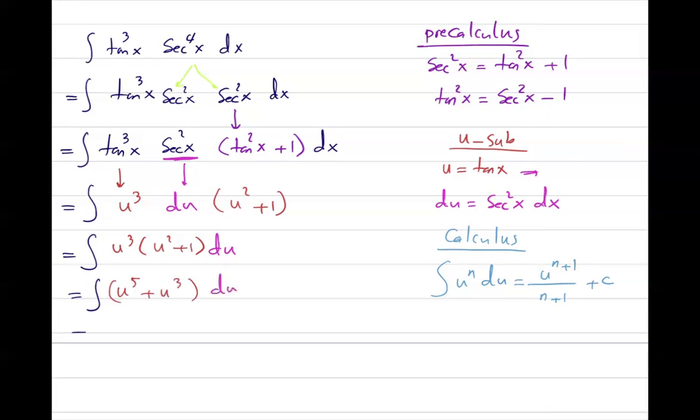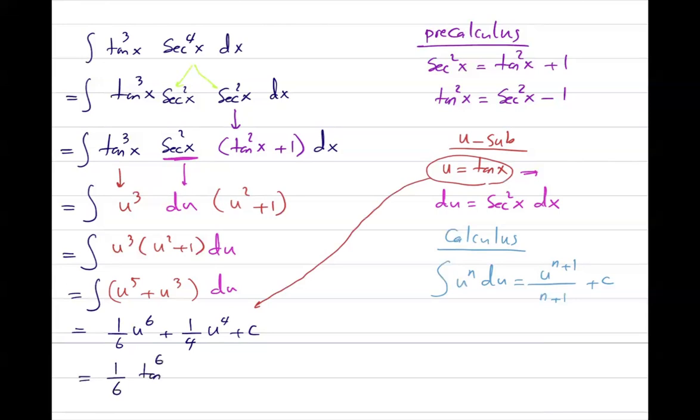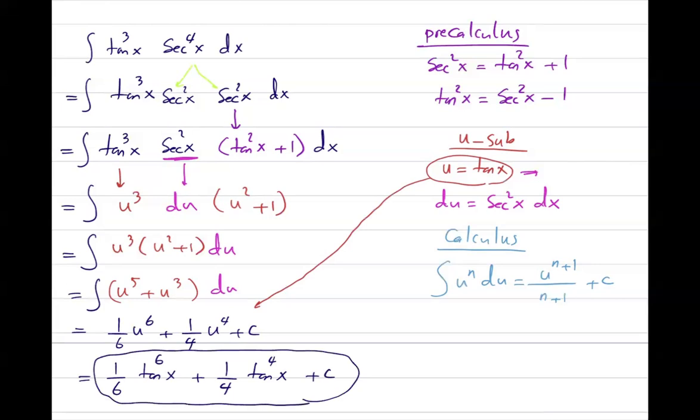Very good. So this integral is 1 over 6 u to the power 6 plus 1 over 4 u to the power 4 plus c. But what is u? U is tangent of x. So let us just substitute this back, and we have 1 over 6 tangent to the power 6 of x plus 1/4 tangent to the power 4 of x plus c. That's how we deal with powers of tangent and secant.